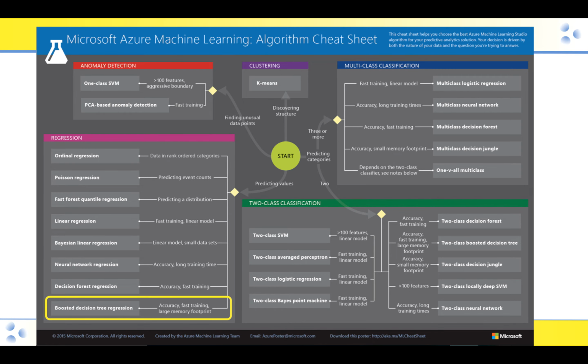Going back to the machine learning cheat sheet, my next attempt is to use a decision tree regression. This essentially breaks up all the possibilities into a binary yes or no, and then builds a set of trees based on these yes-no possibilities, and then weights the decisions in order to come up with the best prediction. So the boosted decision tree regression is a fairly fast training. However, it does take a lot of memory, but I'm not dealing with that many data points to start with.